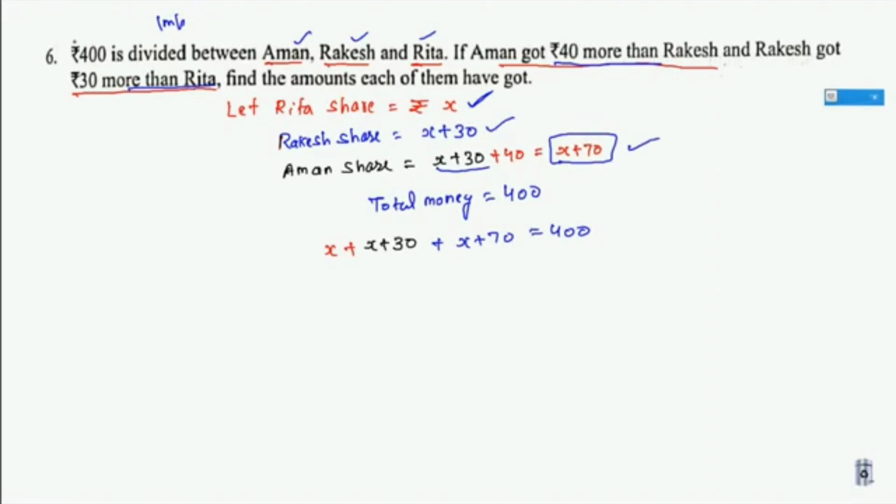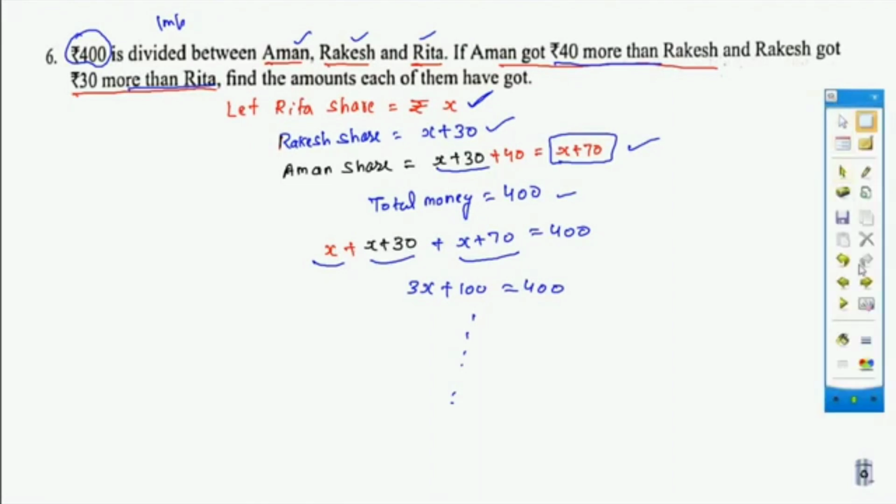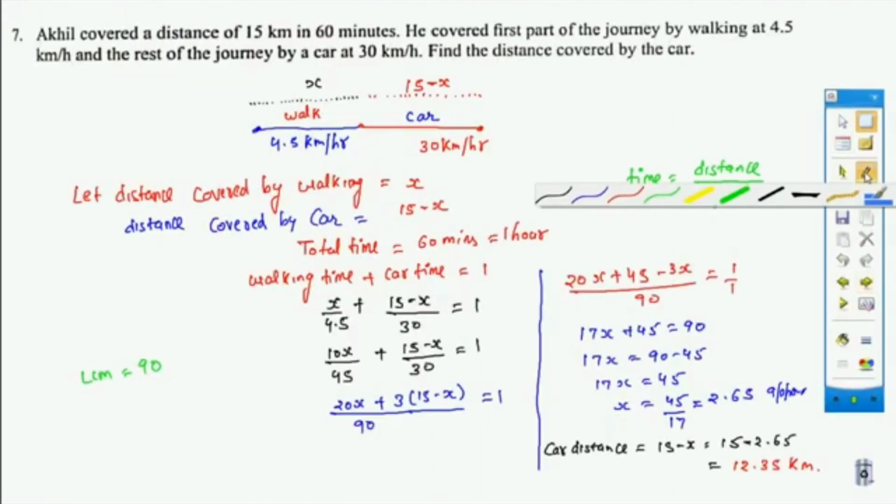Total money should be 400. So we will add x plus x plus 30 plus x plus 70 is equal to 400. We will solve it. We will get 3x plus 100 equal to 400. 3x is equal to 400 minus 100.